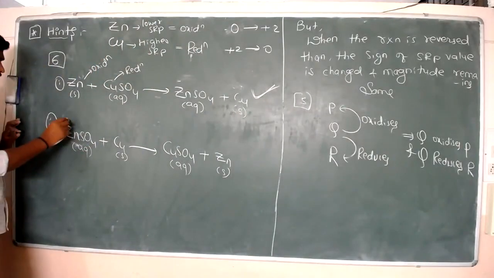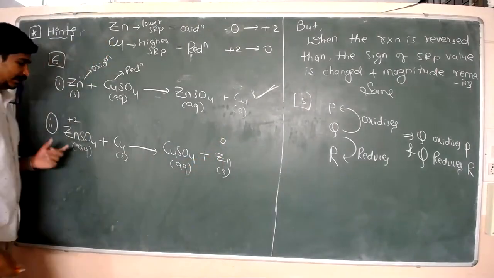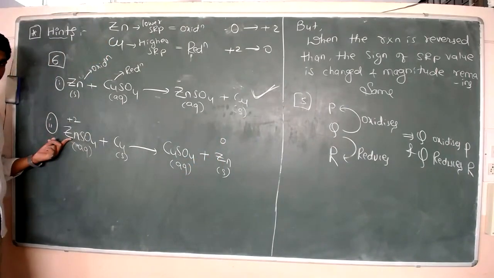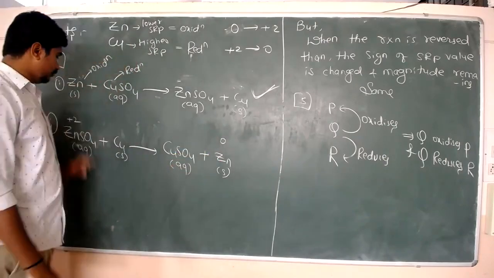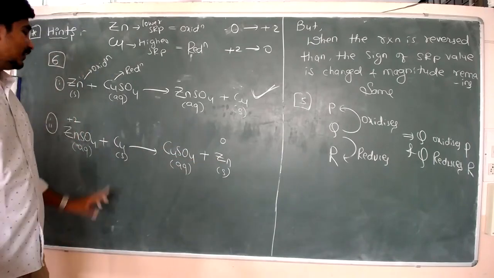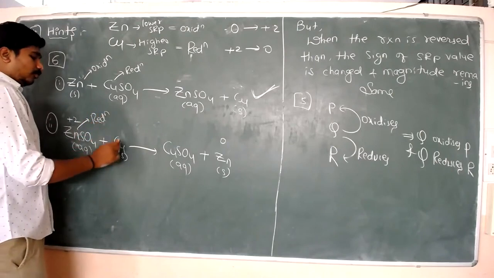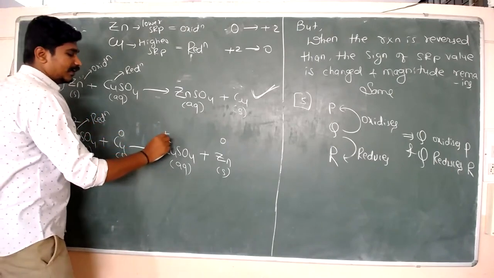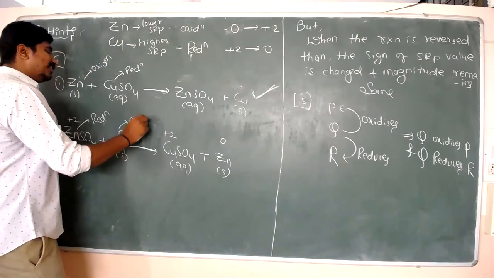Now, whereas this one, let us check here. What is the oxidation number of zinc here? +2. What is the oxidation number of zinc here? 0. In reactant, oxidation number of zinc is +2. In product, oxidation number of zinc is 0. Here +2 to 0, that is oxidation number is decreasing. That is, zinc is undergoing reduction. Whereas copper here oxidation number is 0. Here it is +2. Oxidation number is increasing. Therefore, copper is undergoing oxidation.